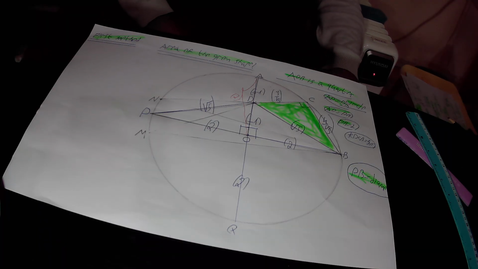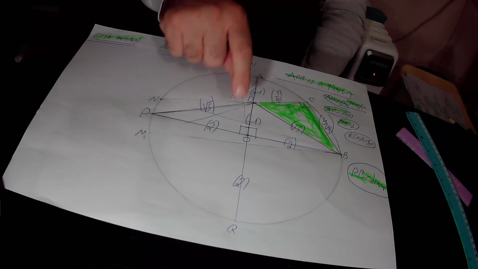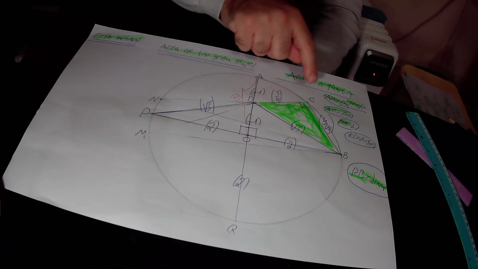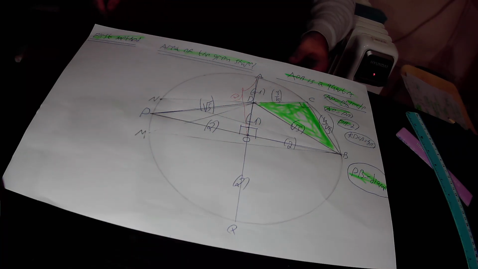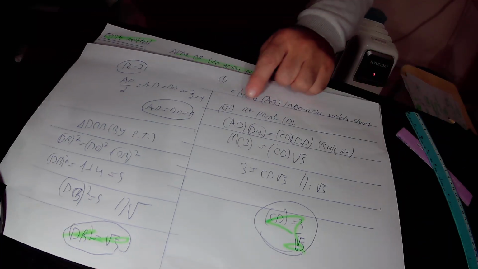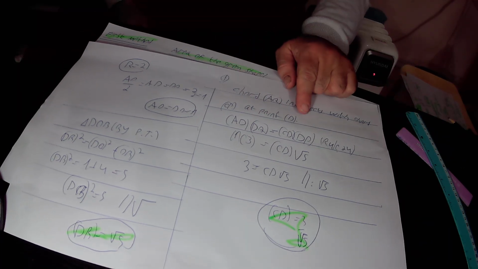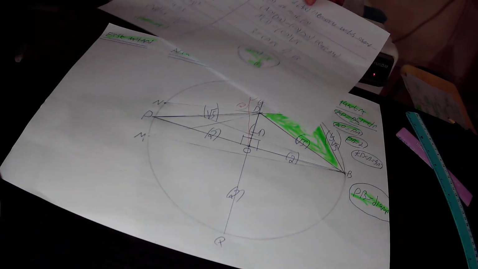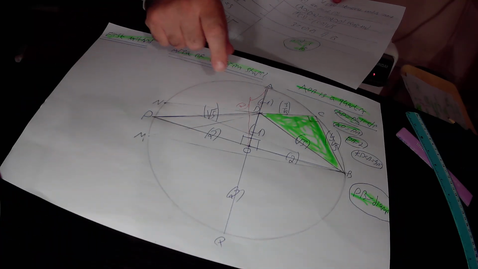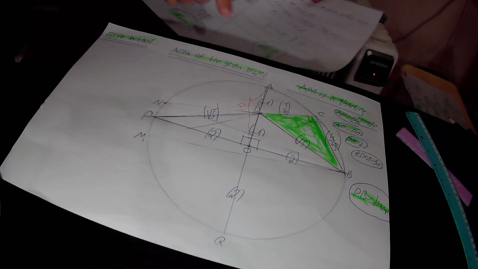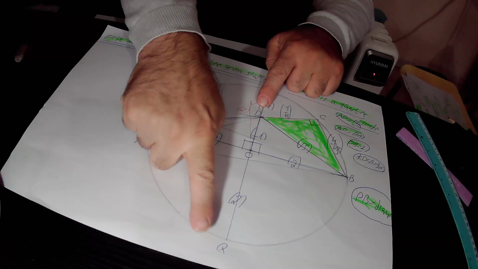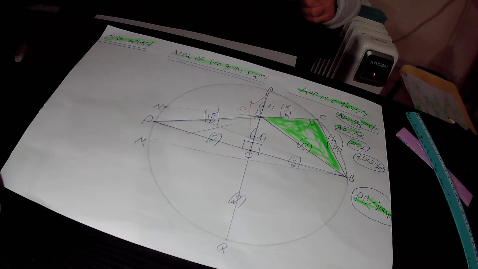According to rule 24, AD times DQ equals CD times DP. Again, AD times DQ equals CD times DP. AD is 1 times DQ. DQ in total is 1 plus 2, that is 3. And it equals CD.